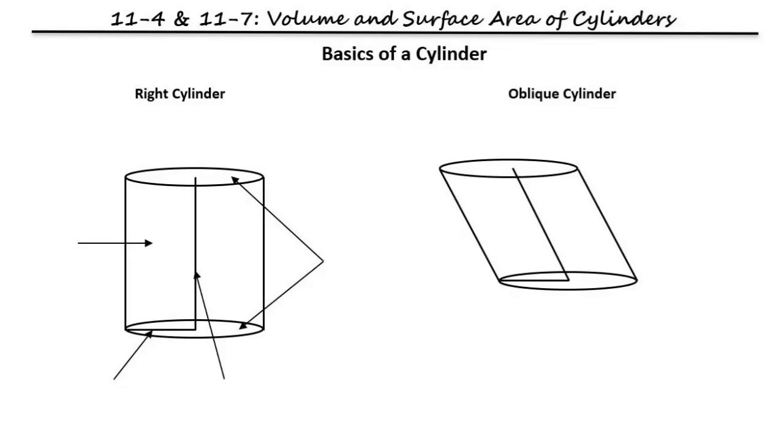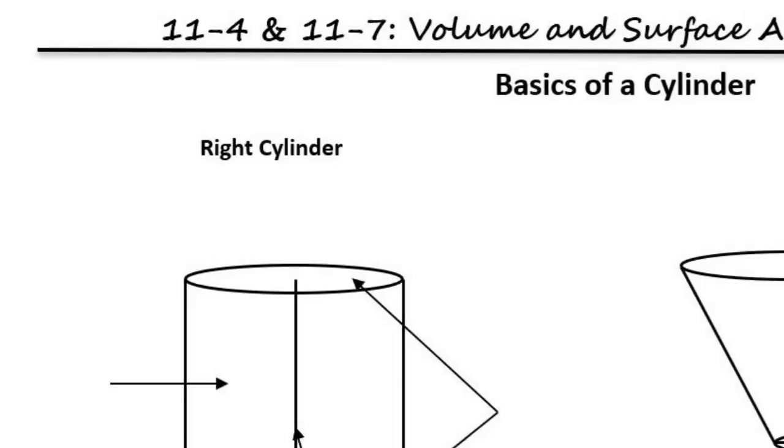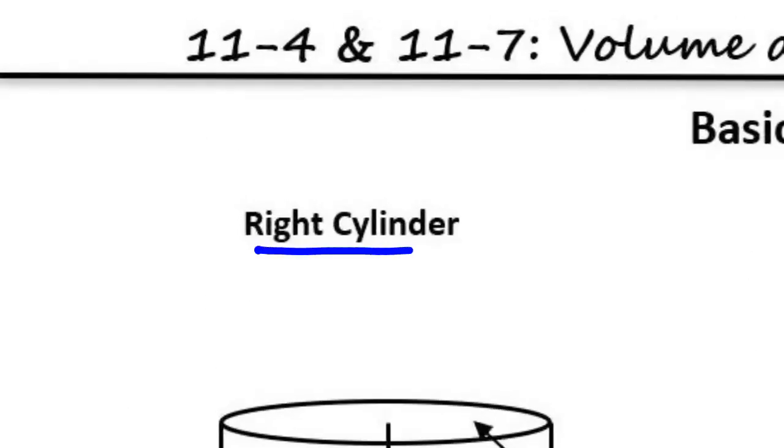All right, so we talked about spheres on Thursday and Friday. We're going to talk about a new shape today. We're going to talk about cylinders. So basics for a cylinder, there's two basic types of cylinders. There's a right cylinder and an oblique cylinder.